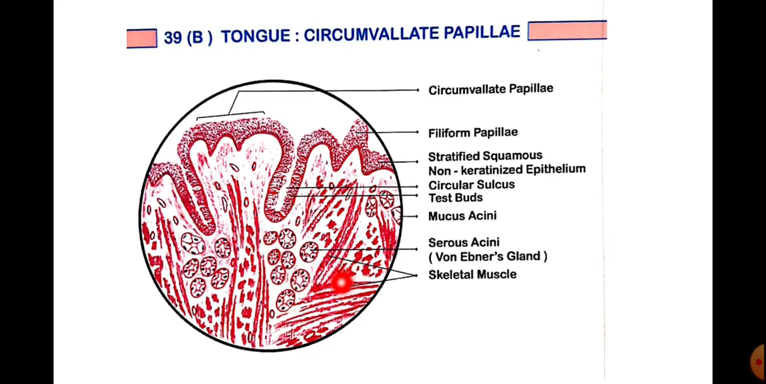Again here in the deeper part there are the skeletal muscles. Okay, so this is the diagram you have to draw in the journal. Okay, so we have seen here the features of the lip, tooth and the tongue.